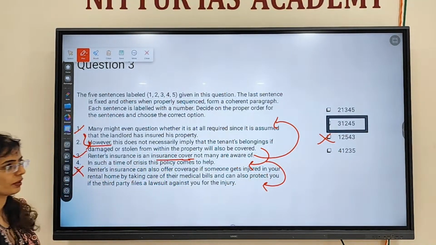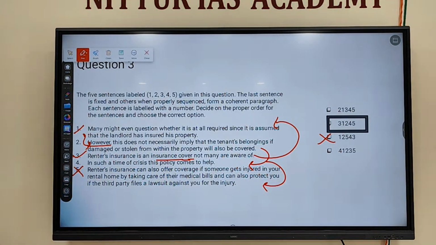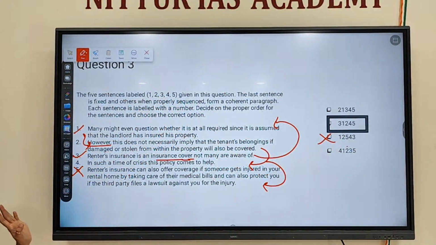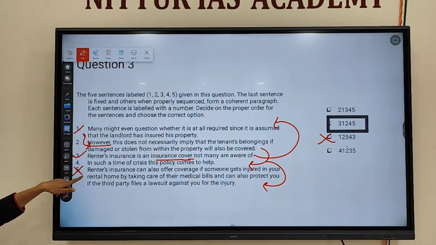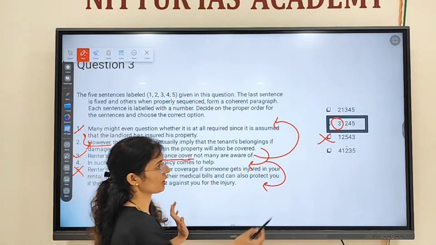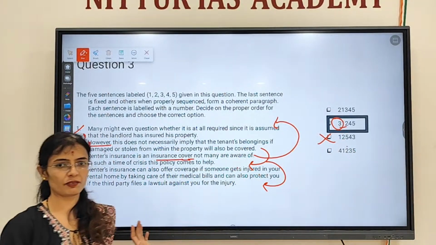And since the 5th is already fixed, we know the later sequence. Does that make sense? The first one directly, the question itself is eliminating the option. And for the remaining we should see which is the introductory statement. If we are sure 3 is the introductory statement, we just want to check with 1 and 2. And then we are sure this is the option.